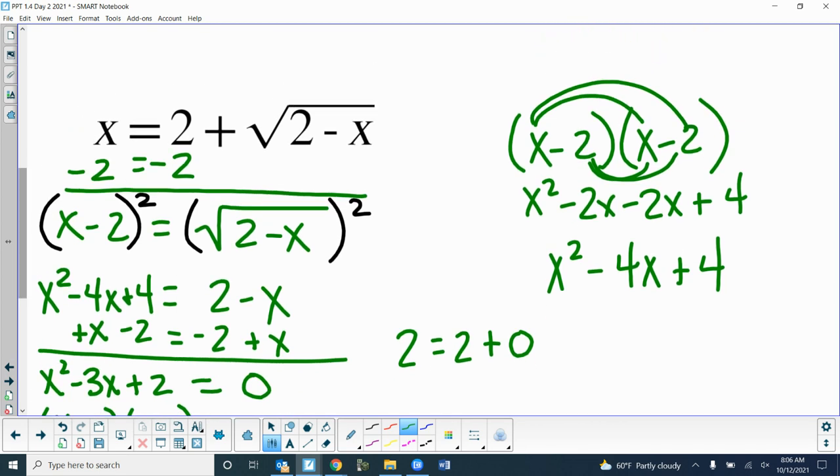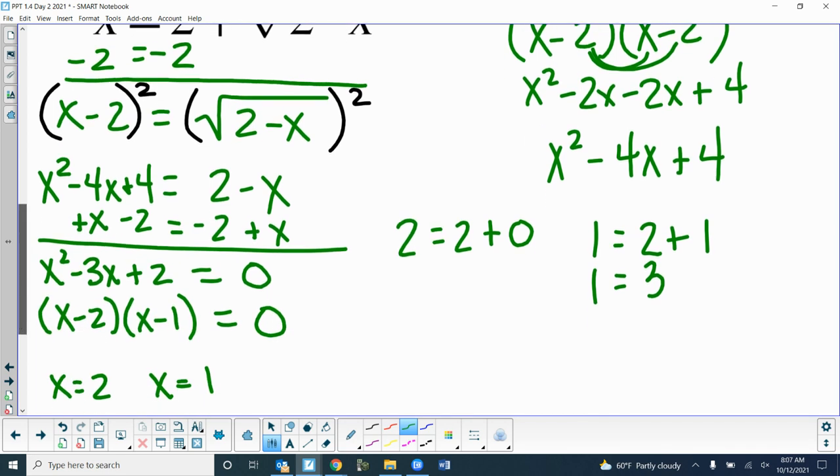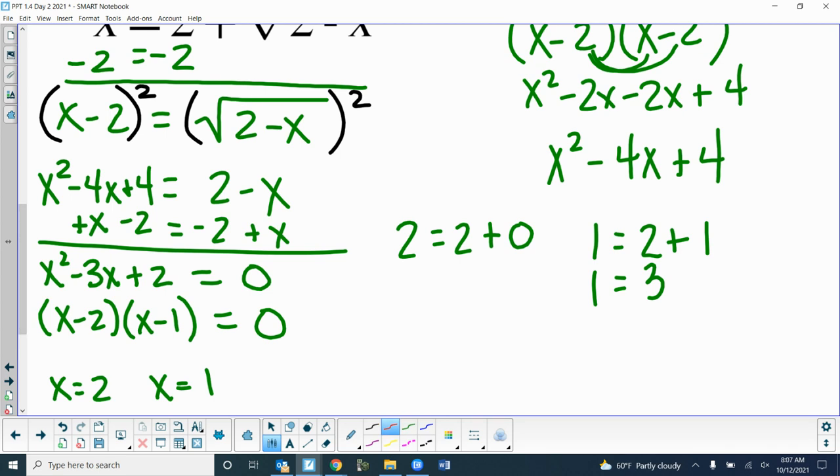Let's try 1. What's 2 minus 1? 1. What's the square root of 1? 1. Is that a true statement? No. So that one didn't work. It was okay, we got a positive number, but when we actually checked the work, it didn't give us a true statement. So the 1 wasn't a good answer. So sometimes that'll happen. Sometimes both work, but sometimes only one of the two work.